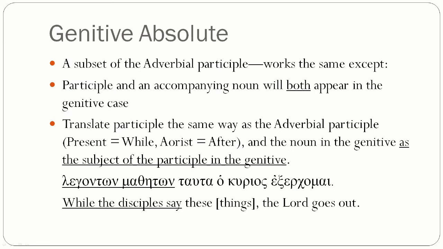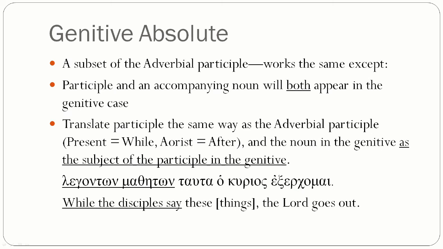Well, you're going to translate this participle the same way that you do an adverbial participle. That's why I'm saying think of it as a subset of the adverbial participle. If you have a present participle, translate while or when; aorist, having, or after. And then here's the big difference. When you have a genitive absolute, first of all, you're going to translate your participle depending on the tense, but then that noun or pronoun in the genitive is going to work as the subject of the participle that appears in the genitive.